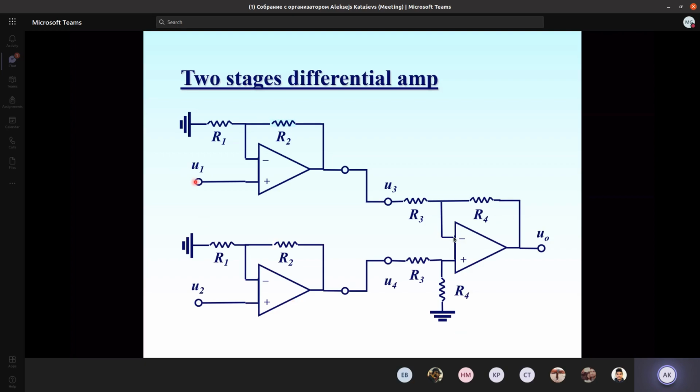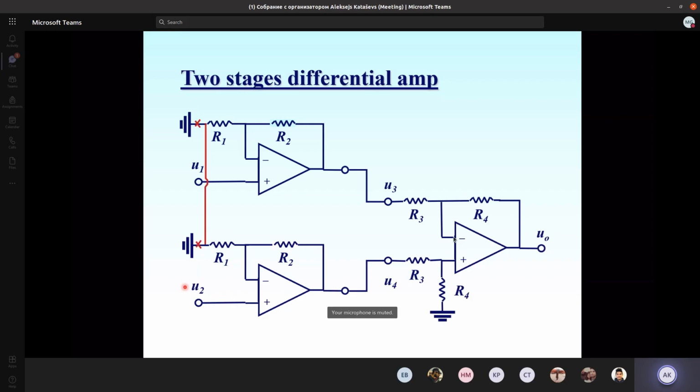So the voltages U1 and U2 itself may have some kind of high common mode. And this common mode will be amplified too here, and sometimes we couldn't amplify either U1 or U2 quite high because they go to saturation because of very high common mode. So we would be interested if the first stage works as a differential stage too, so it would react only to the difference between U2 and U1.